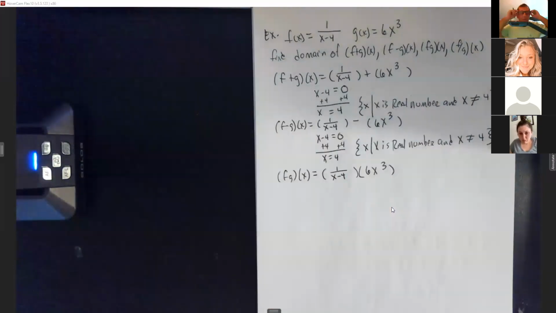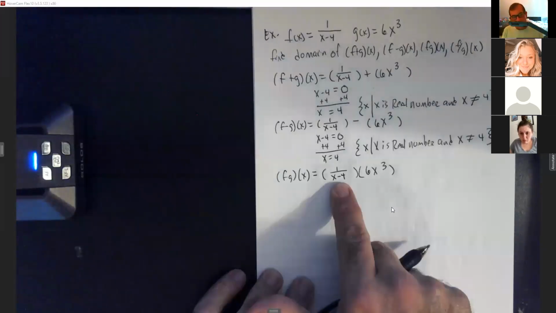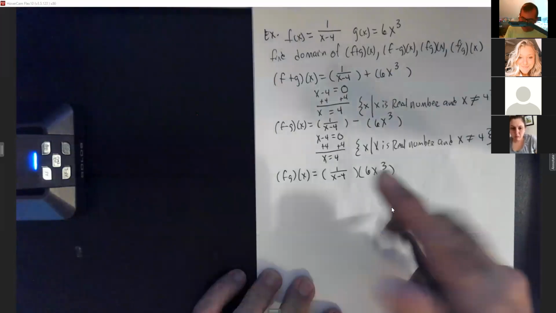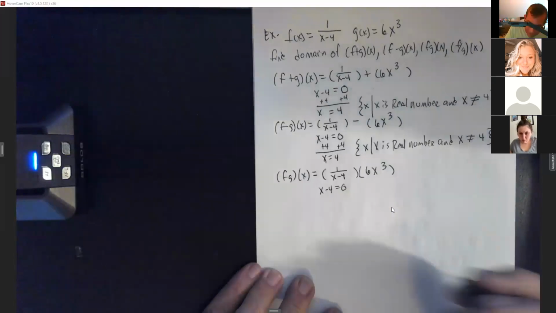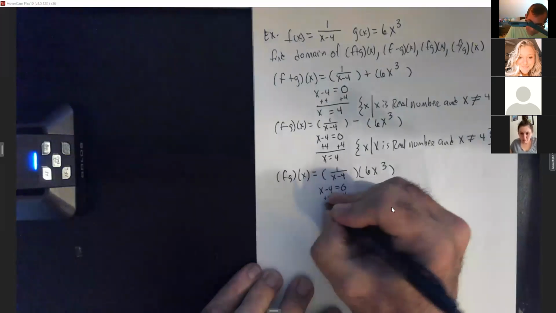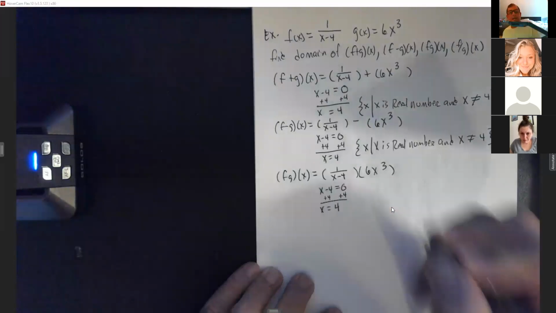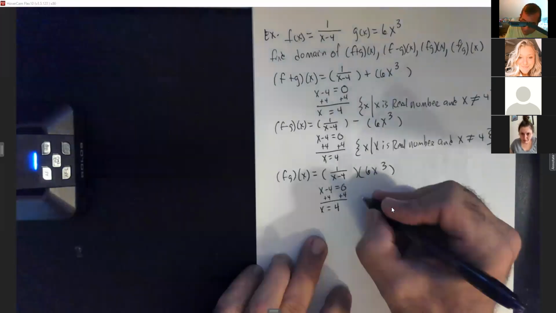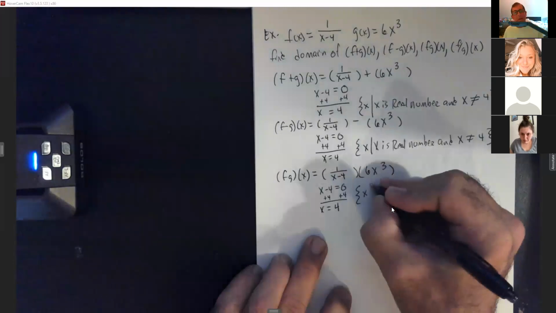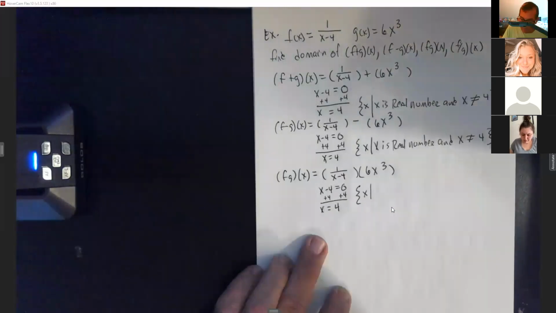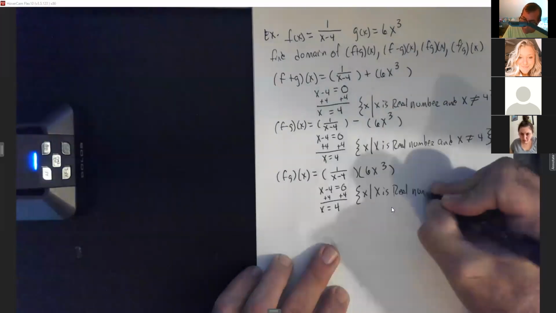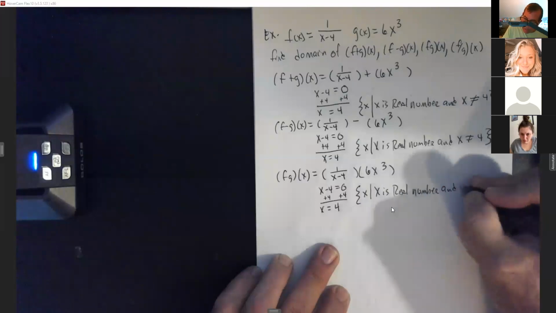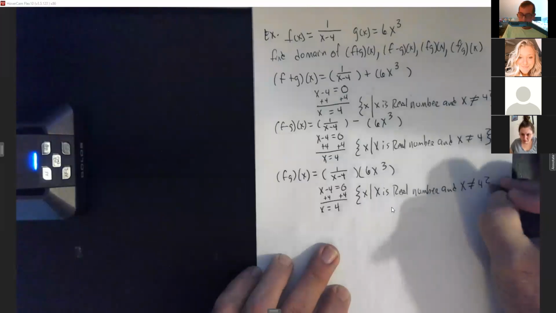And y'all, it looks like for the third time in a row, the only thing bugging me is that fraction with the x minus 4 in the bottom. So technically, you would be setting that equal to 0 again, adding your 4, so that we get x equals 4, which means for the third time, I get the same domain. X is a real number, and x cannot equal that 4.